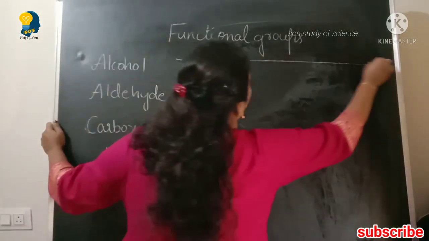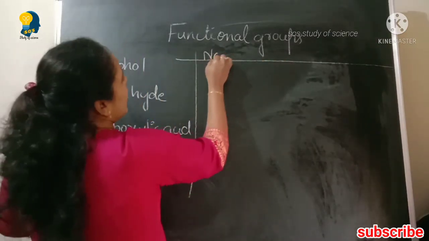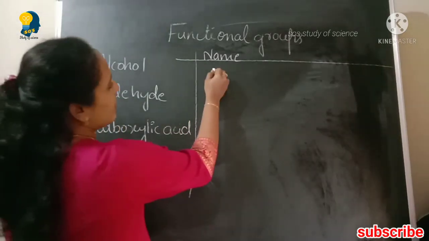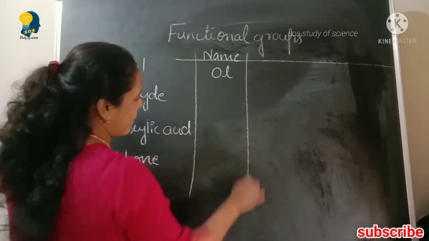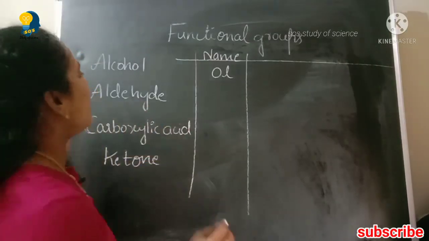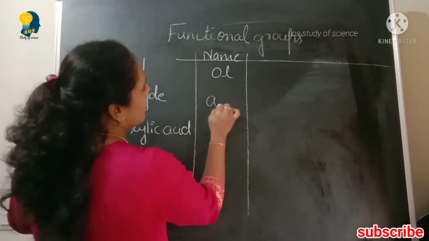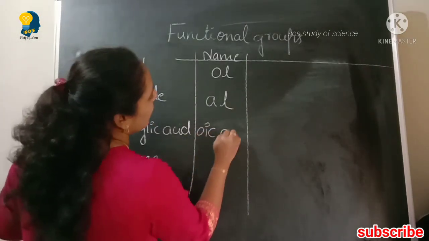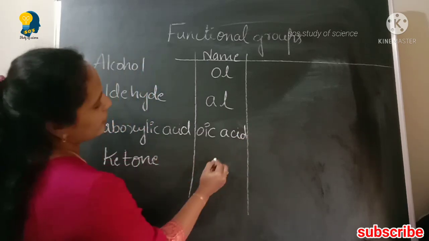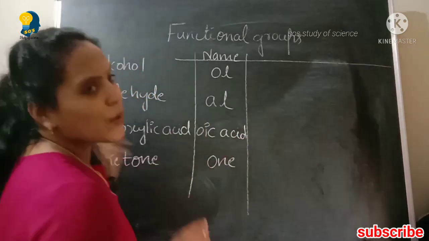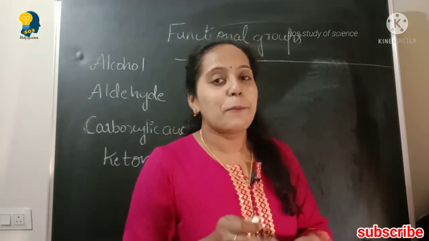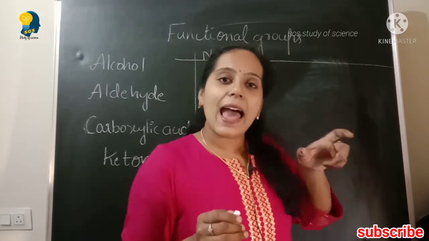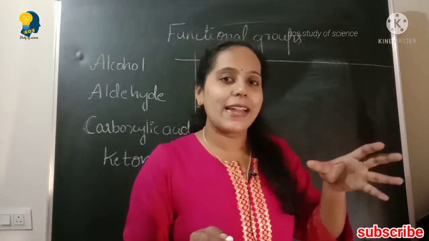See, when it comes to the naming part, alcohol is represented by OL at the end of the name. Aldehyde, in the name part, is represented by AL. Carboxylic acid is represented by oic acid. Ketone is represented by ONE. For example, see methanol, methanal, methanoic acid. See, we are saying ol, al, oic. So that is how we write in the naming part.